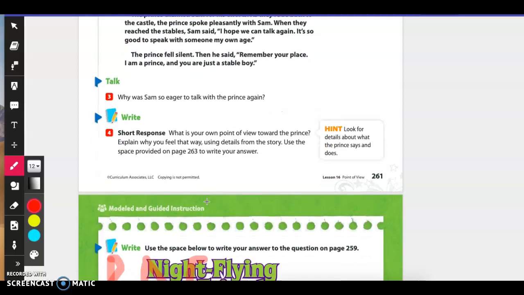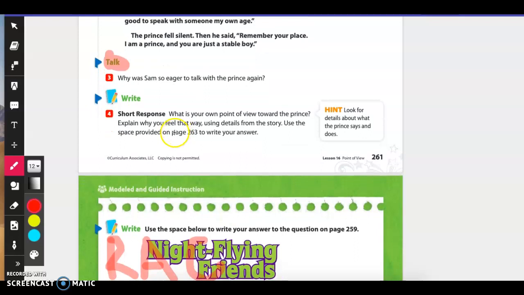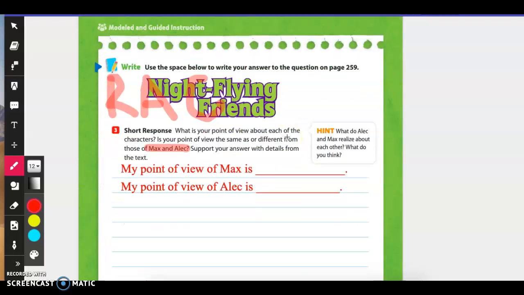Then number 3, why is Sam so eager to talk to the prince again? This is what you're going to talk to someone about in your home. And it's going to help you with the short answer response. And you need to fill that out on page 263.